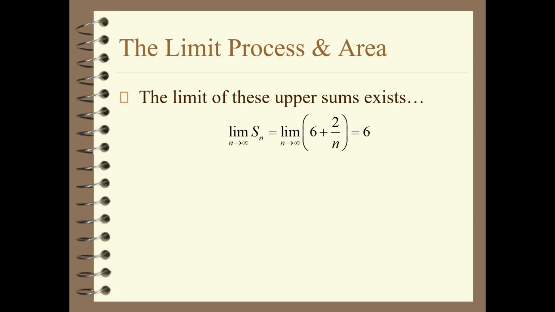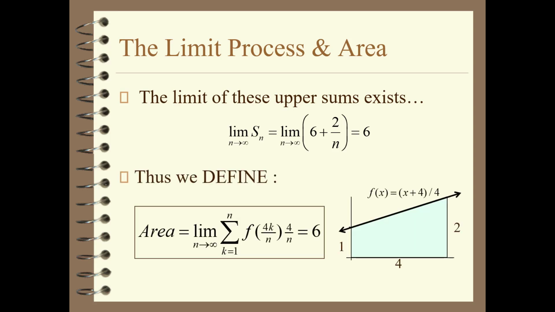That means I have lots and lots of subintervals. That's the n growing without bound. But every single rectangle becomes insanely thin, which means we should expect that each rectangle approximates its portion of the area better and better and better. So we'll then define the area that we're after as the limit of those Riemann sums, and the area is 6.